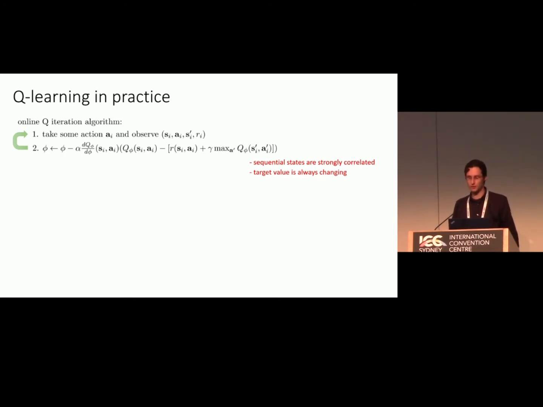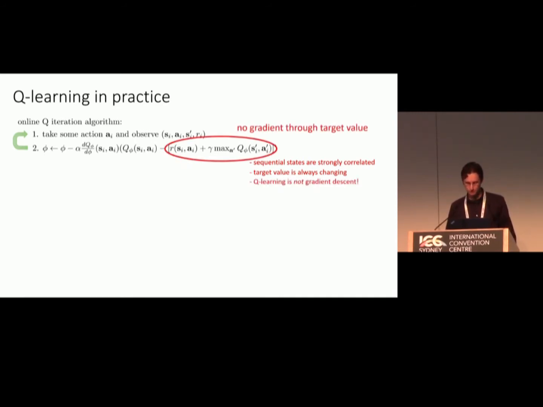The other issue is that your target values are always changing. So it's a regression objective, but it's a regression objective where the thing that you're regressing onto keeps changing out from under you. So this is a recipe for disaster. It causes some pretty bad instability issues, and of course it doesn't converge. And Q-learning, just to clarify any misconception, is not actually gradient descent. It's not gradient descent because the target value depends on the parameters that you're learning, but you're not differentiating through that. So the usual properties of gradient descent don't really apply here.